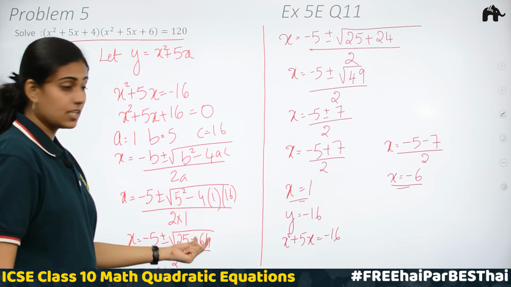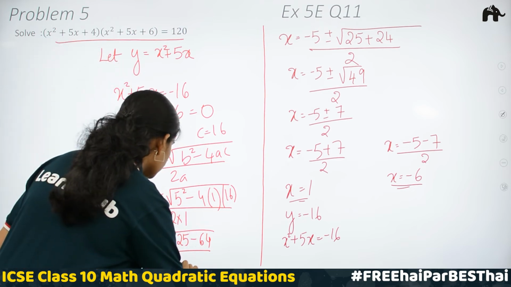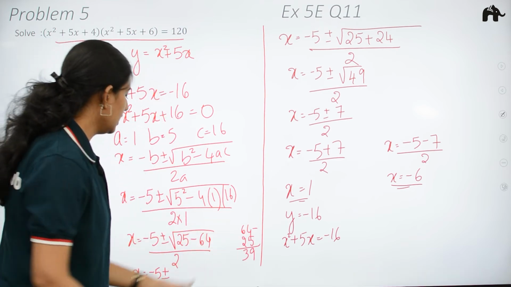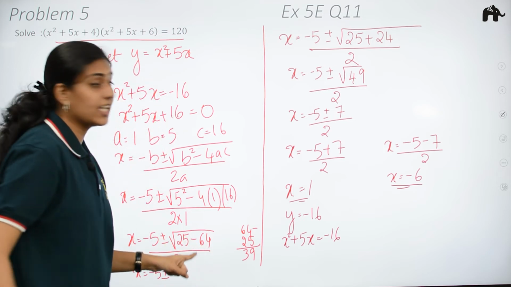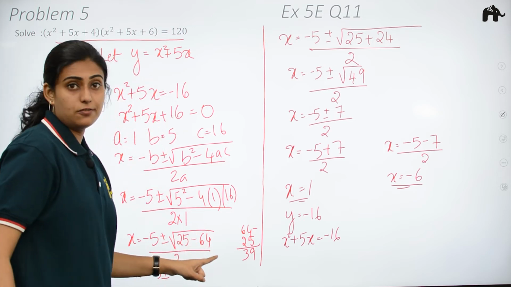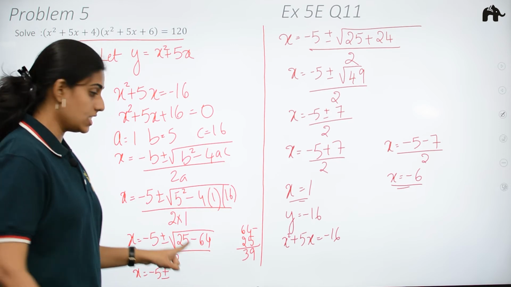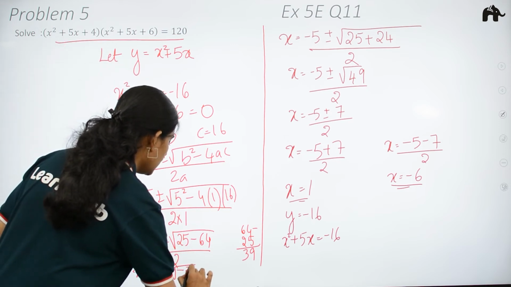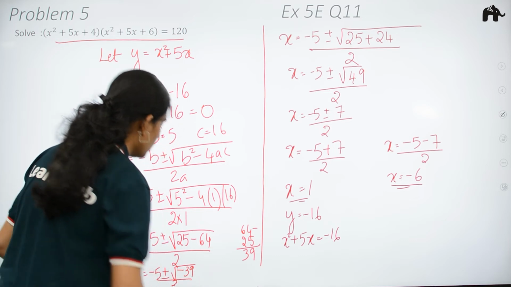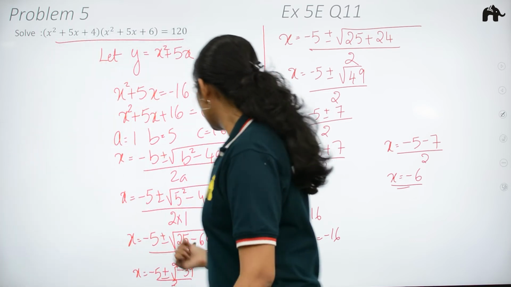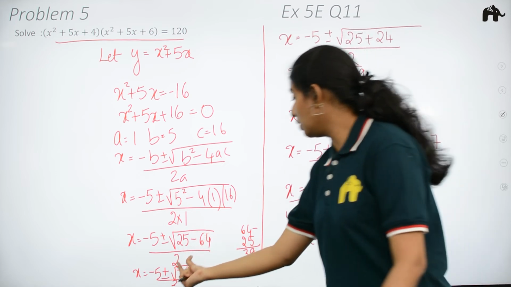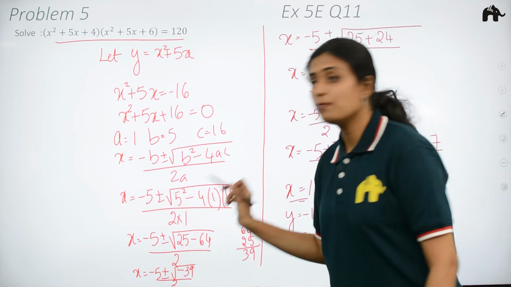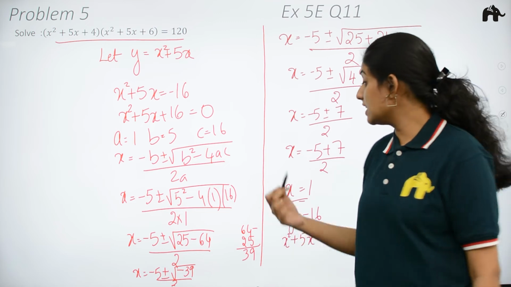What is 25 minus 64? You will be getting 39, but you have a negative sign here: minus 64 plus 25. That is root of minus 39 divided by 2. Here we have a negative inside the root. This is the value of b square minus 4ac, which is our discriminant.